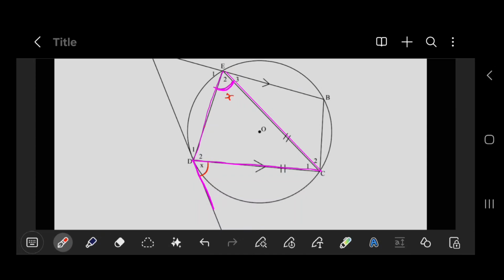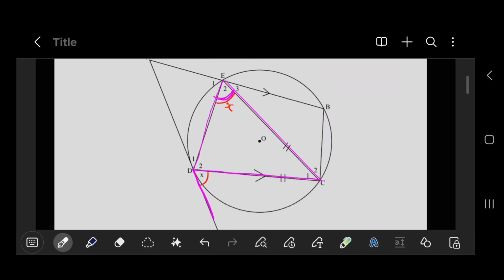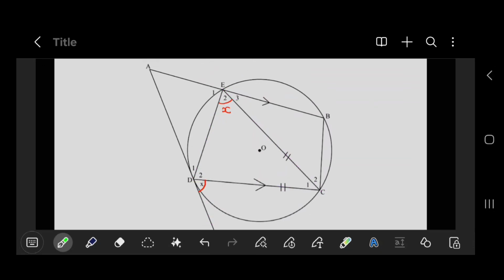So we have angle E2 equal to X. Okay, let's write that down as our first answer. Angle E2 is equal to X. That is because of the tan chord theorem. Next, now that we know that angle E2 is equal to X, angle D2 should also be equal to X.